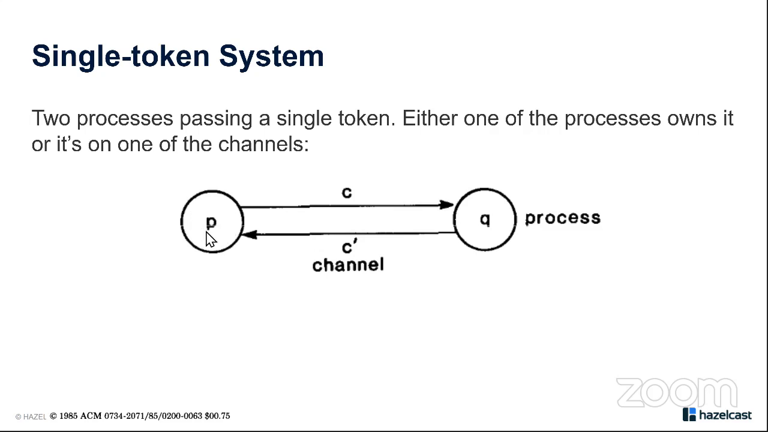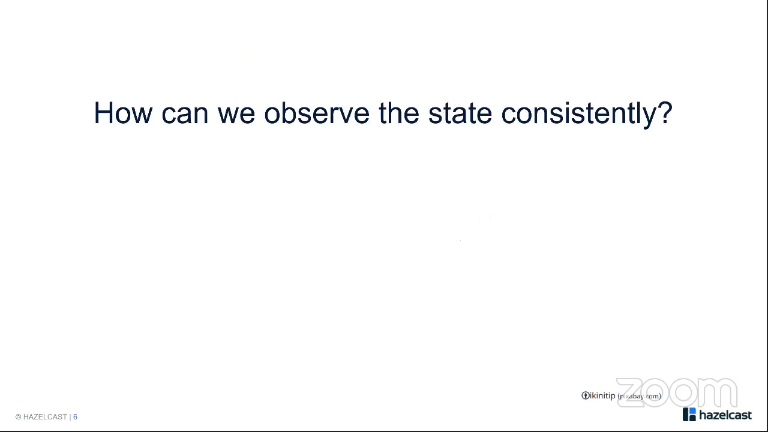Okay, so using vertices, we model processes. This is process P and process Q. And using edges, we model channels. They are always directed, and we name them C and C dash. This very simple distributed system, composed of just two processes and two channels, we will use to explain how this algorithm works.